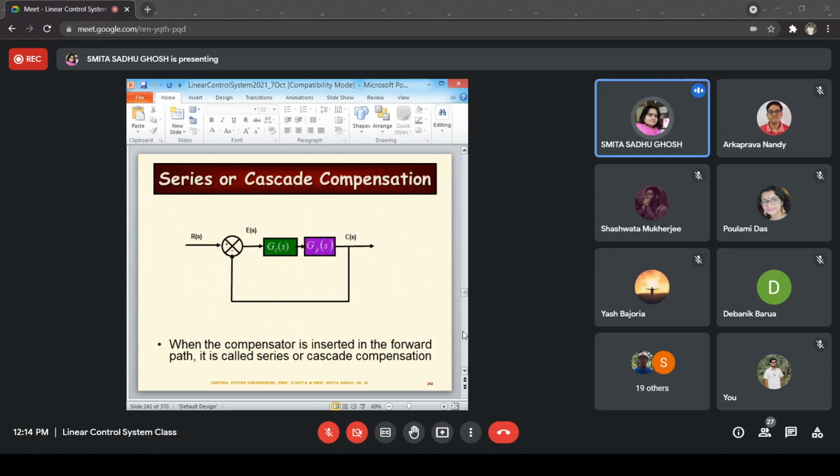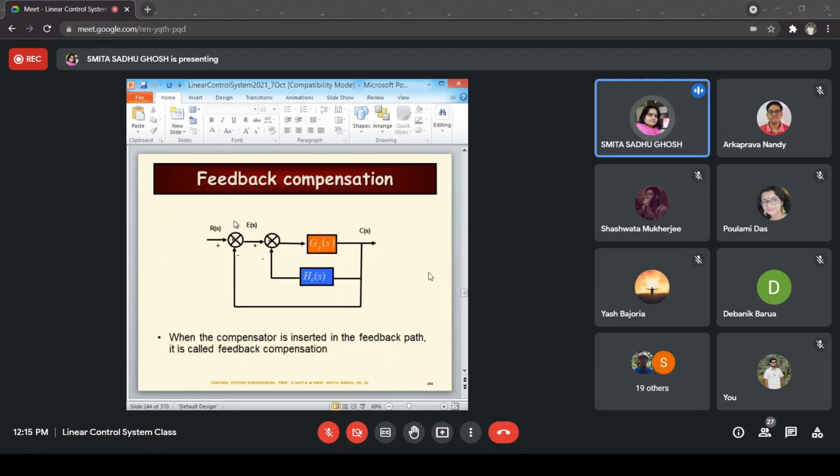First of all, the configurations: you may have a series or cascade compensator. Over here, you see that the compensator is in the forward path. I've mentioned this earlier as well, when we spoke about PID controllers. Here, Gc(s) denotes the controller block, and Gp(s) is the plant block. Such compensation is known as series or cascade compensation.